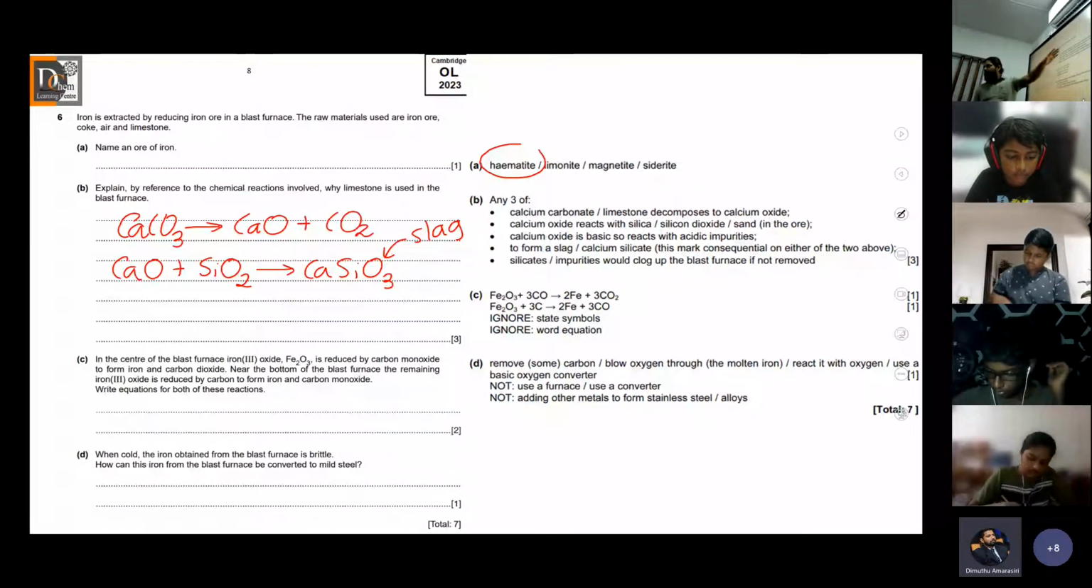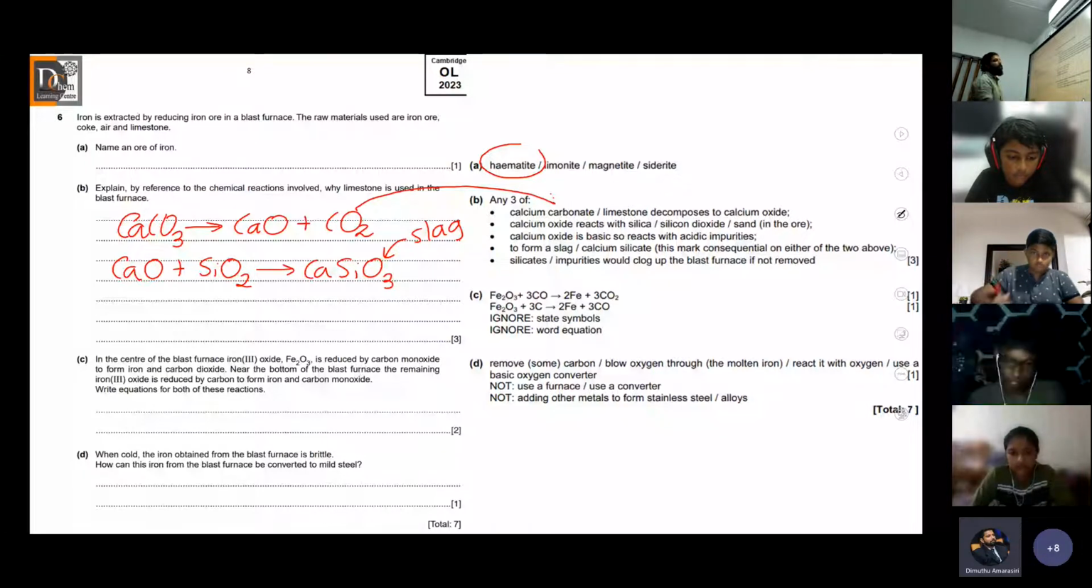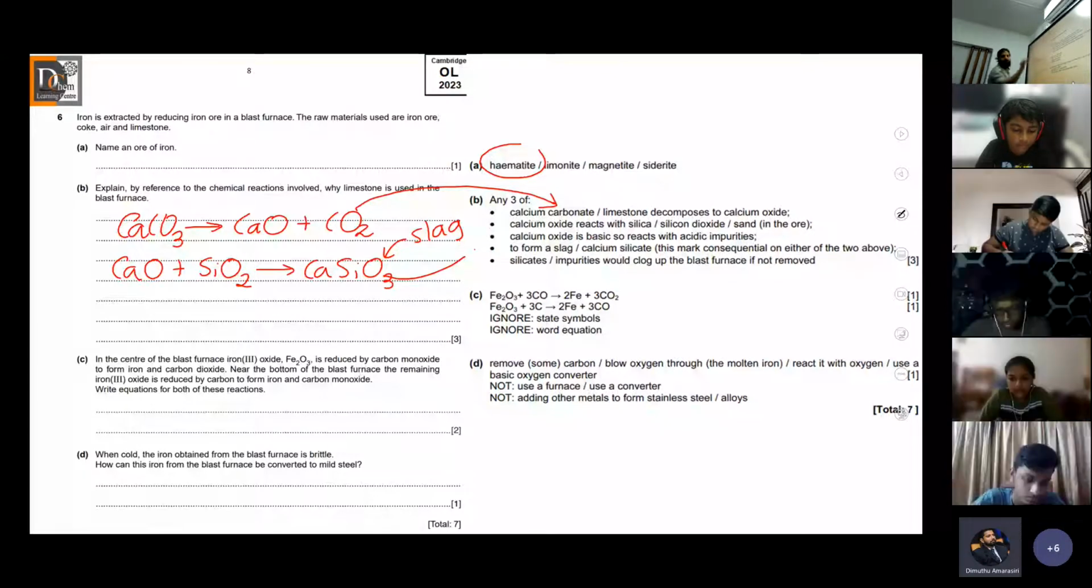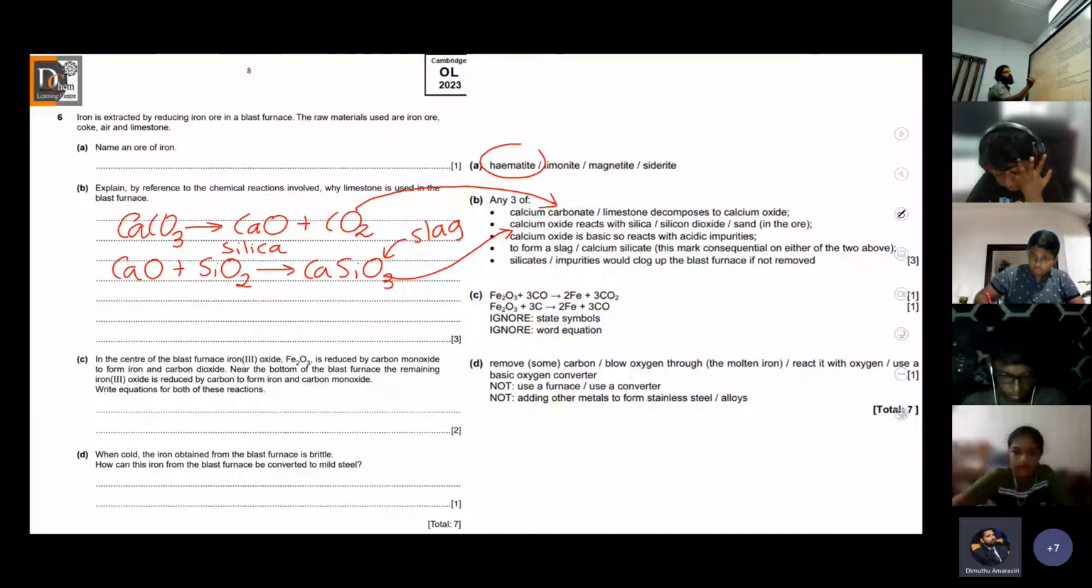That's understood. Now let's see what are the points they have given. Calcium carbonate decomposes. Now this is the reaction and this is the explanation. You need to write that. And then calcium oxide reacts with silica. This is the reaction and that's the explanation. So this is silica. Silica is acidic. And this is calcium oxide. I don't have to write the name. And calcium oxide reacts with silica because this is basic and silica is acidic. So those are the points that you need to enter.